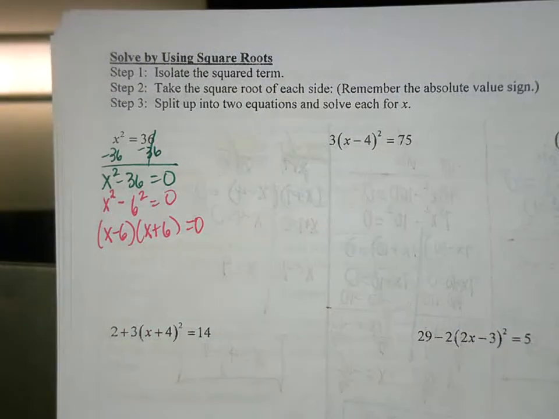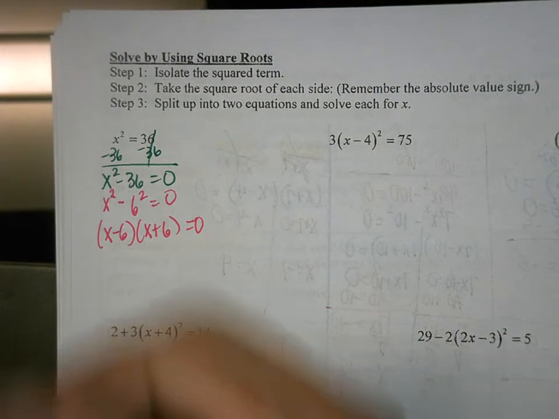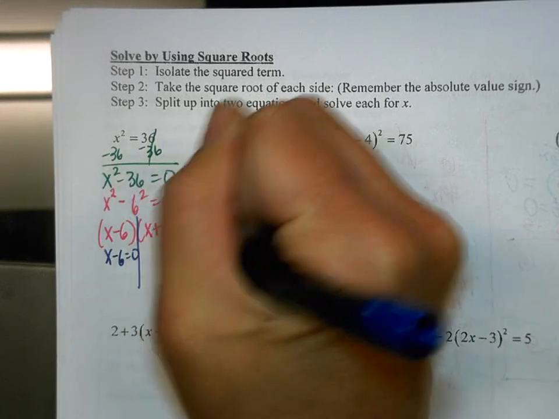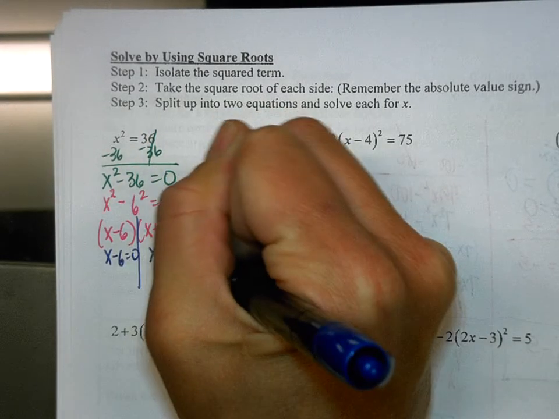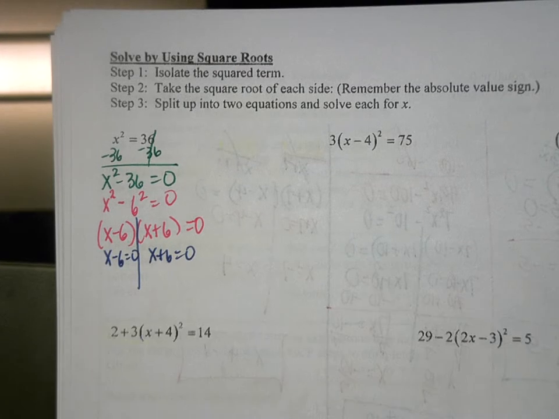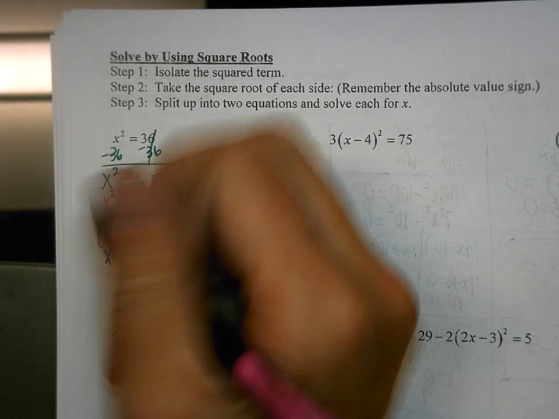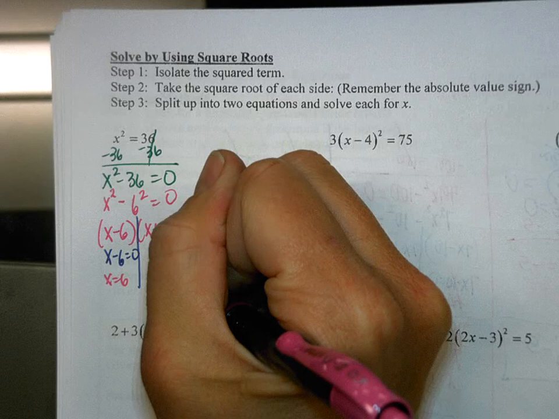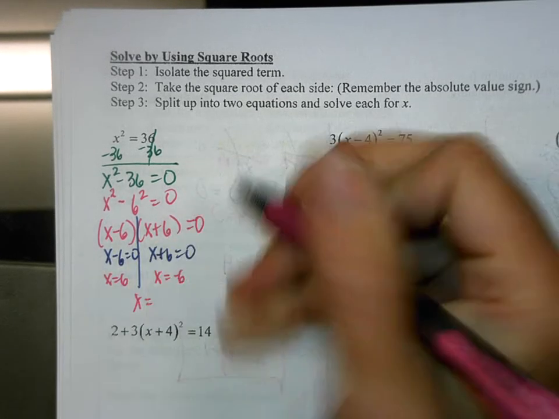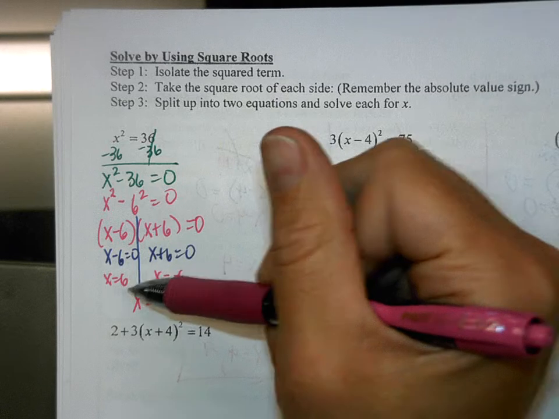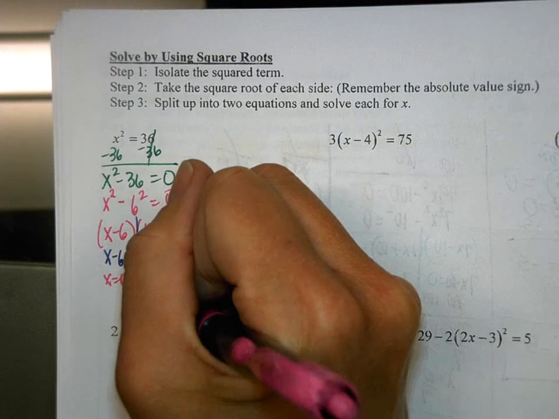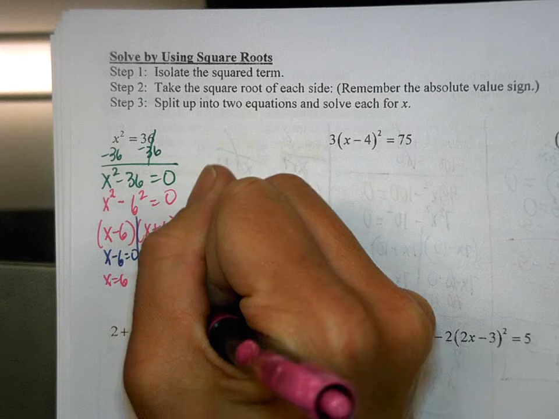And then what would I do next? You'd set them both equal to 0. Very good. So we'd have x minus 6 equals 0, x plus 6 equals 0. And when I solve this side, I get x equals 6. And over here, I get x equals negative 6. So if you have a positive and the negative of the same number, I could write that as x equals plus or minus 6.